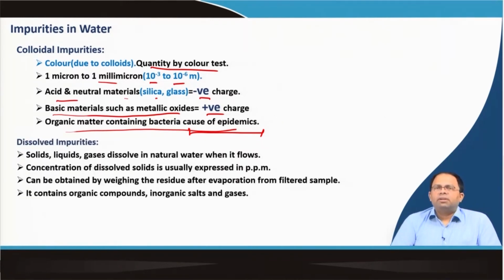Finally, we have dissolved impurities. Dissolved impurities could be solids, liquids, or gases. Usually whenever water flows in a natural environment, gases get dissolved into it. The concentration of dissolved solids could be expressed in parts per million. This is a unit that we will use repetitively later on, and it can be obtained by weighing the residue after evaporation from a filtered sample.